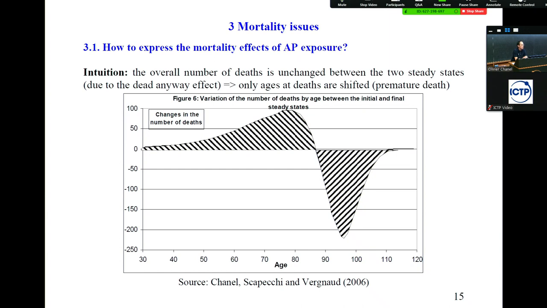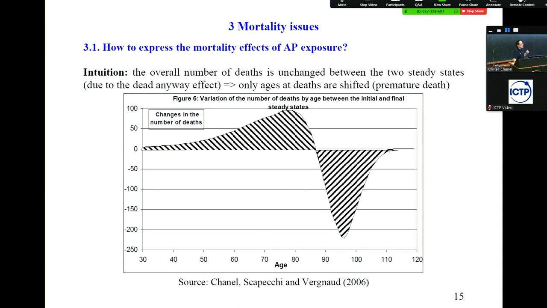So first, how to express the mortality effects of air pollution exposure. The intuition is that it's not a scoop I'm going to tell you: everybody is going to die. The problem is when. Is it going to be very much before the expected date of death due to the air pollution exposure? Is it going to be a few months, a few days before the expected death because my state of health was already bad?